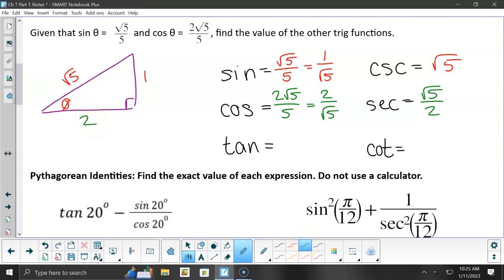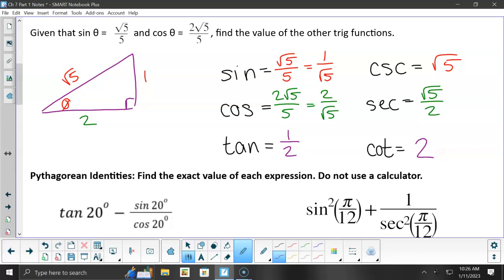It's just one of those things to kind of help you to, number one, not make mistakes, but number two, be as quick as possible with it. So tangent is opposite over adjacent, so 1 over 2. Easy peasy lemon squeezy.